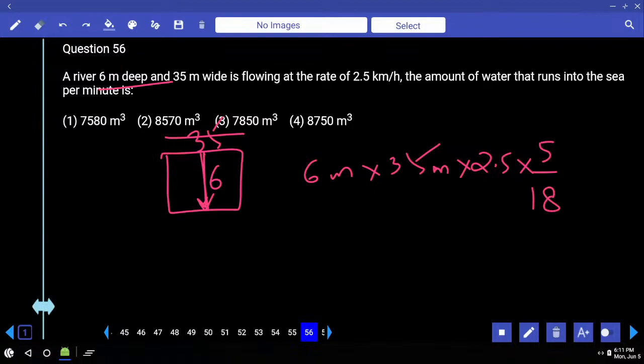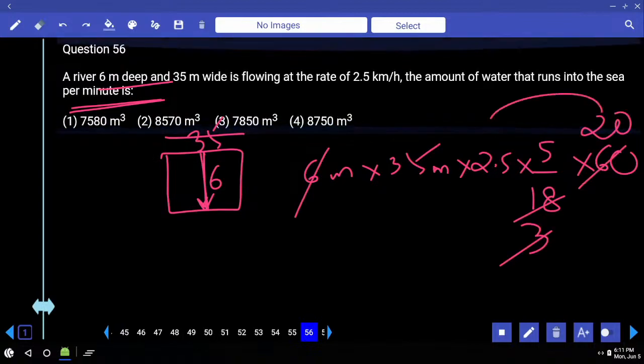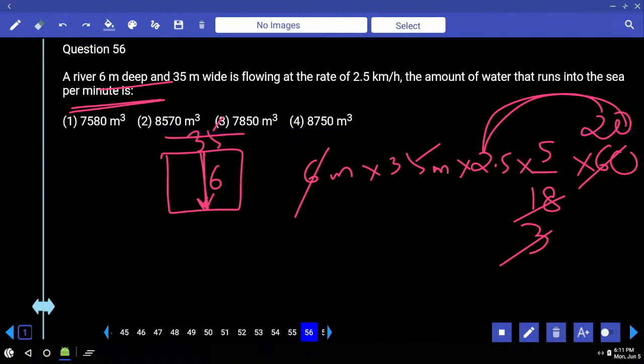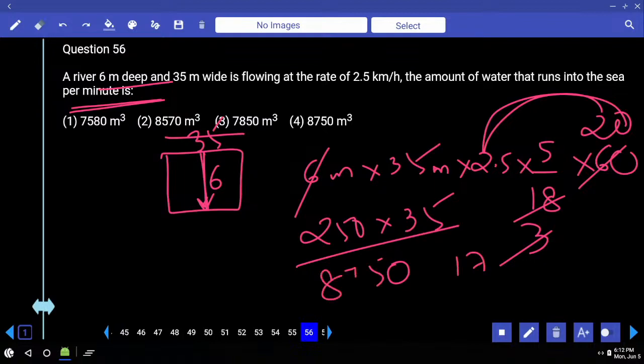So, here we have to find out the rate per minute, not per second. So, into 60, into 60. We will get the answer. 6 3 times, 3 20 times. 250 into 35, 175, 35 to 70, 8750 is the final answer, option 4. Otherwise you can check for 7 multiple also.